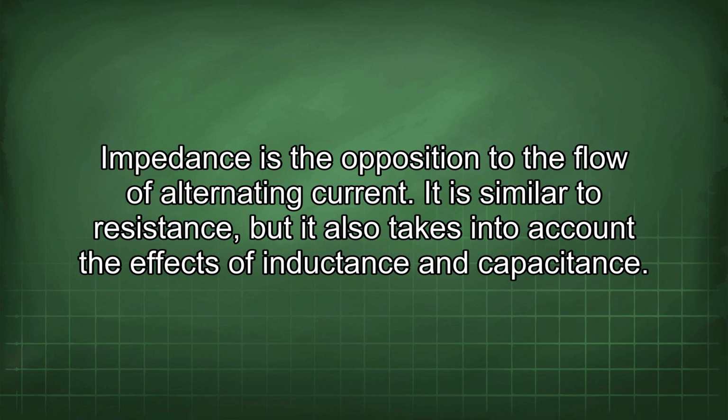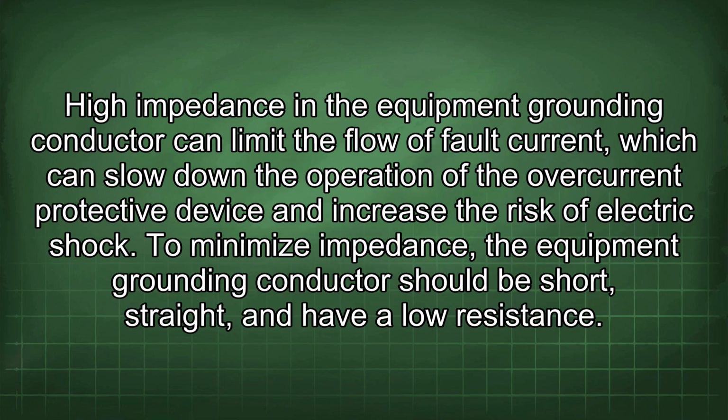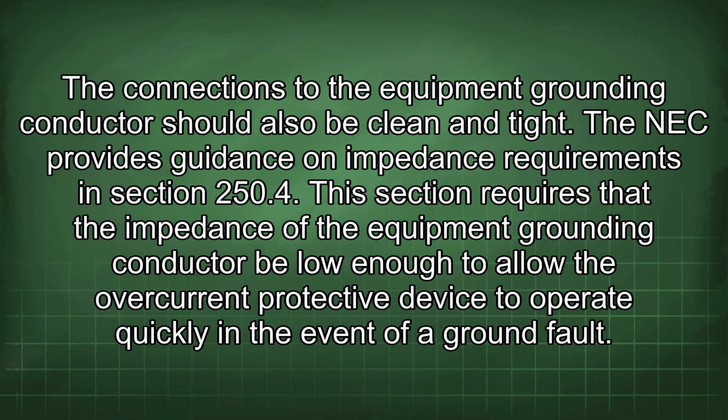Impedance is the opposition to the flow of alternating current. It is similar to resistance, but it also takes into account the effects of inductance and capacitance. High impedance in the equipment grounding conductor can limit the flow of fault current, which can slow down the operation of the overcurrent protective device and increase the risk of electric shock. To minimize impedance, the equipment grounding conductor should be short, straight, and have a low resistance. The connections to the equipment grounding conductor should also be clean and tight.